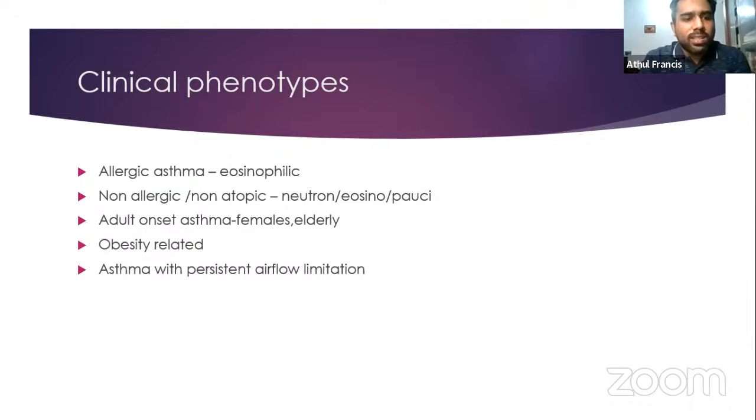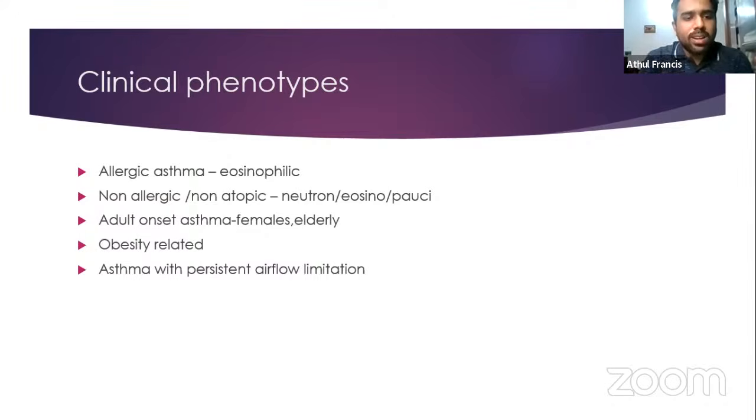Then there's non-allergic or non-atopic asthma, which can be induced either by a chemical irritant or by a viral infection. So that can consist of neutrophils or eosinophils, or it can be paucicellular. Paucicellular means it's a combination of inflammatory cells, but predominantly a neutrophilic predominance might be seen.